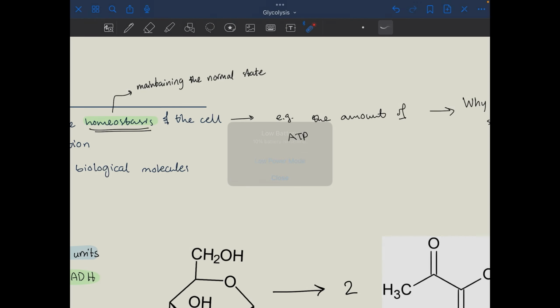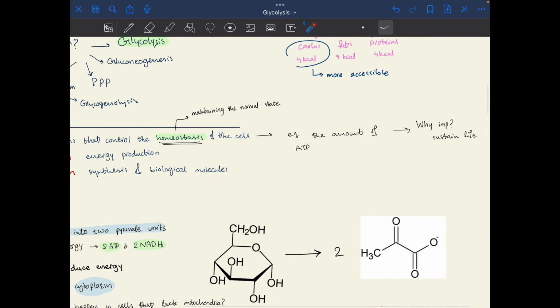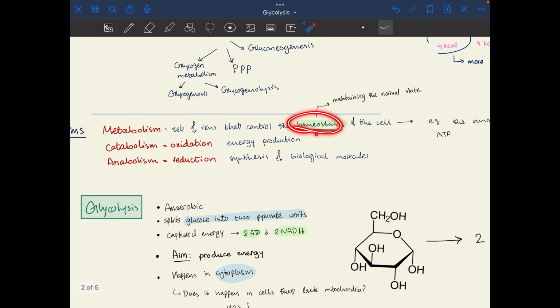Our cell cannot be active or functioning normally if it doesn't have enough ATP, right? Or, for example, it can't just have an excess amount of ATP. So we need to sustain life. That's why this homeostasis needs to be controlled by what? By metabolism, which is what? A set of reactions. Okay. Catabolism or oxidation is basically energy production.